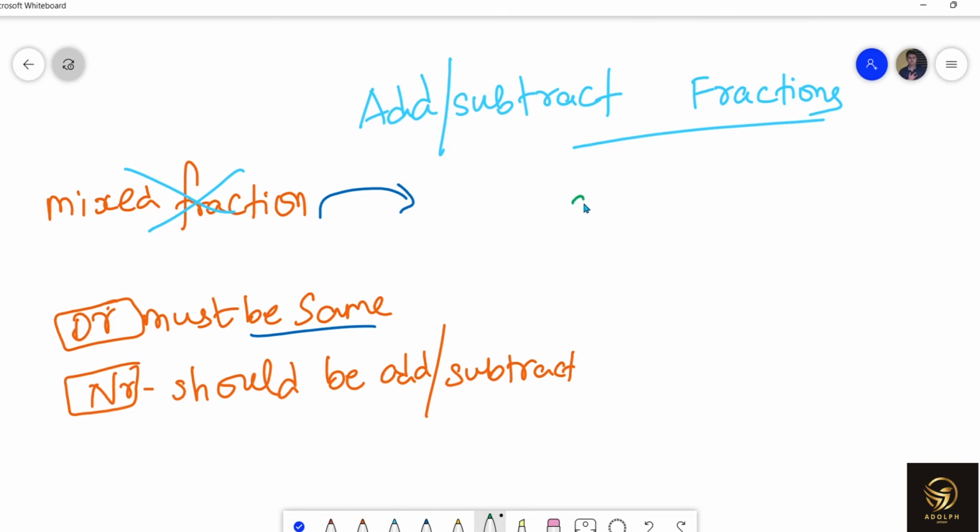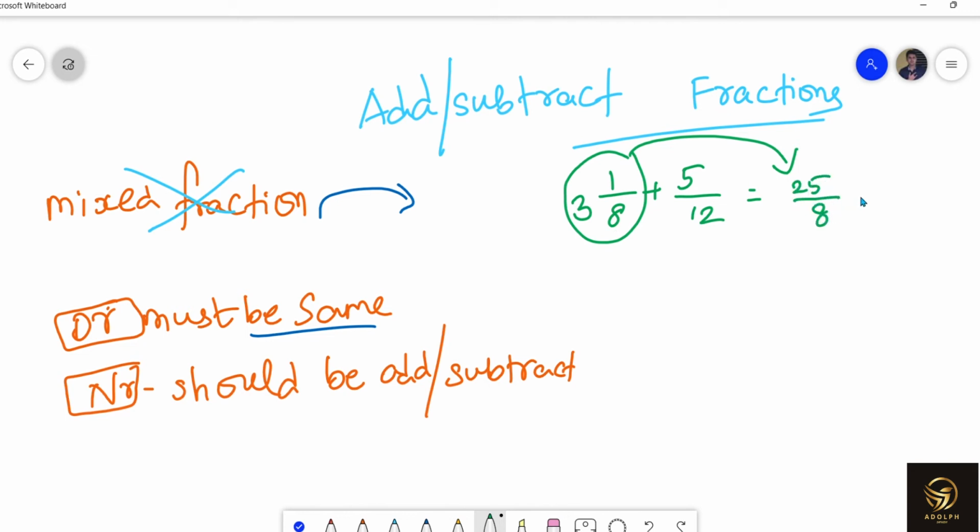Let's start with one example. It is 3 1 by 8 plus 5 by 12. So we are just checking the first condition, whether it is mixed or not. Yes, one of the fractions is mixed. So let us convert this mixed fraction to its improper form. What we will be getting here: 3 eights are 24, plus 1, it is going to be 25. So 25 by 8 plus 5 by 12.